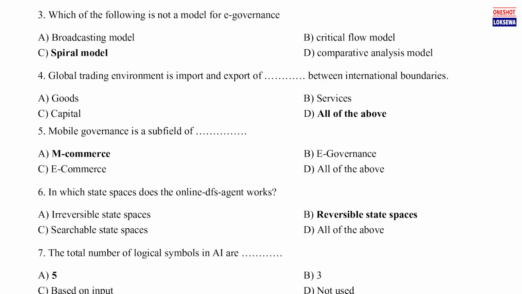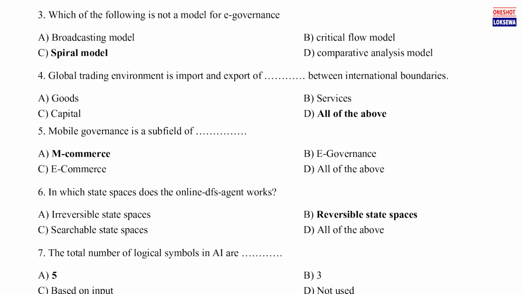4. Global trading environment is import and export of between international boundaries. A. Goods. B. Services. C. Capital. D. All of the above. 5. Mobile governance is a subfield of A. M-commerce. B. E-governance. C. E-commerce. D. All of the above.